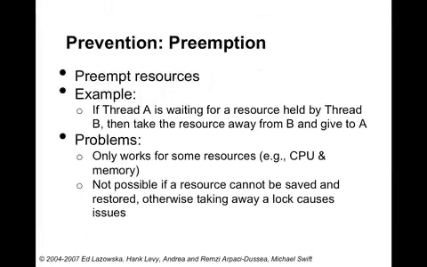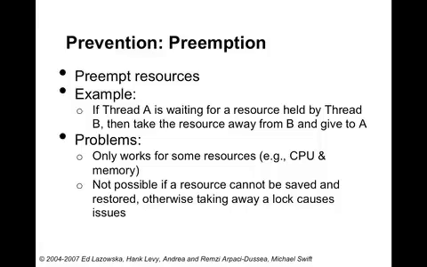A third possibility is to allow preemption. Well, typically locks can't be preempted, but in other kinds of resources we might be able to support preemption. Suppose thread A is waiting for a resource held by thread B. Well, can we take the resource away from B and give it to A? One way to do this with memory is to use virtual memory. Take the memory that B has allocated, swap it out to disk, and then give the DRAM back, give it to A.